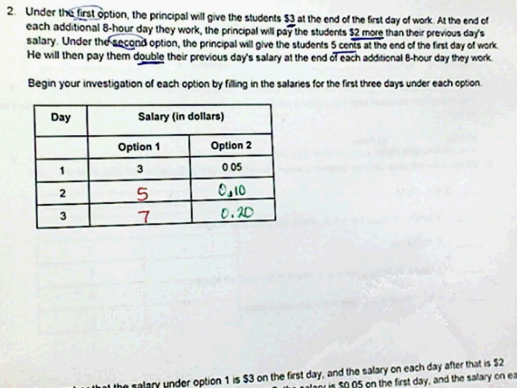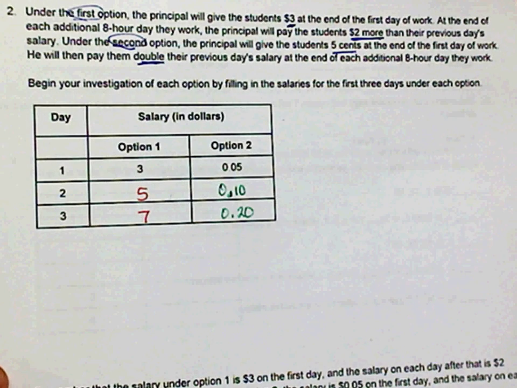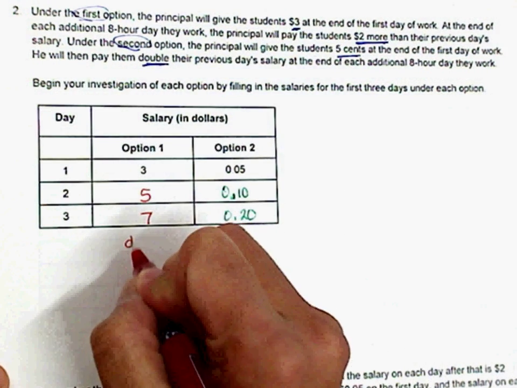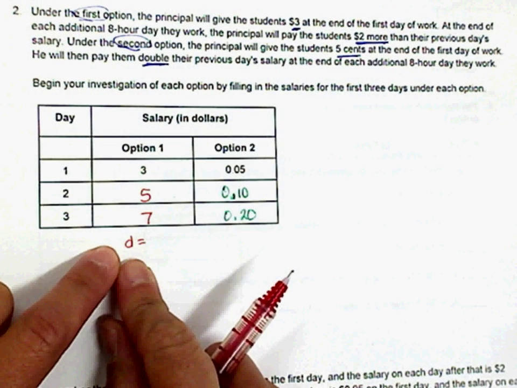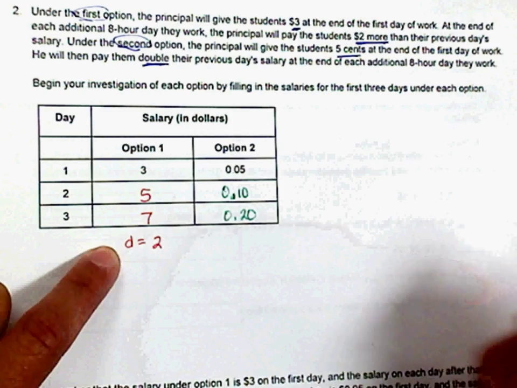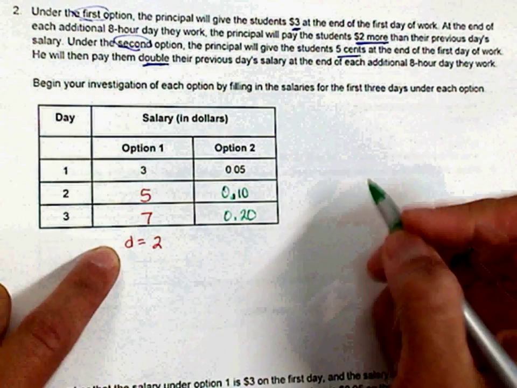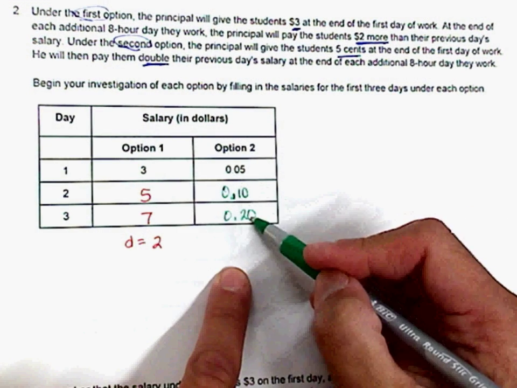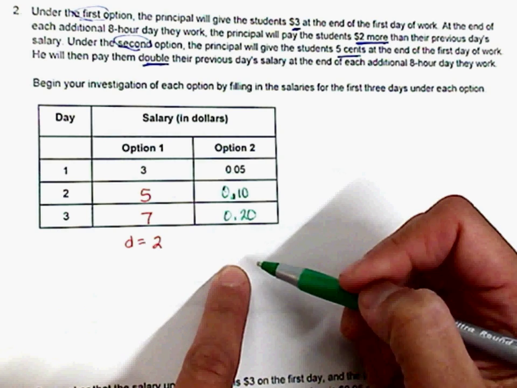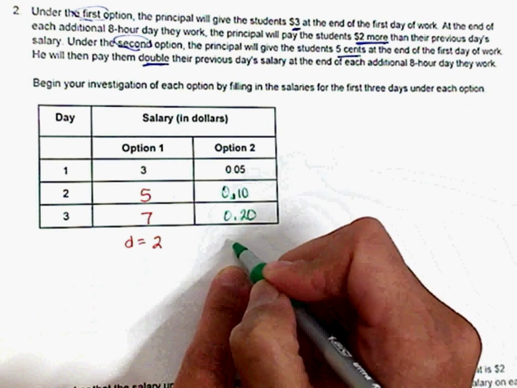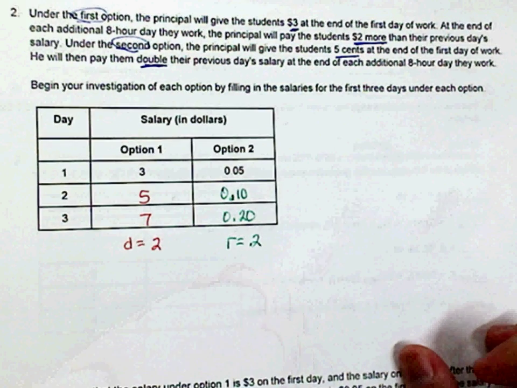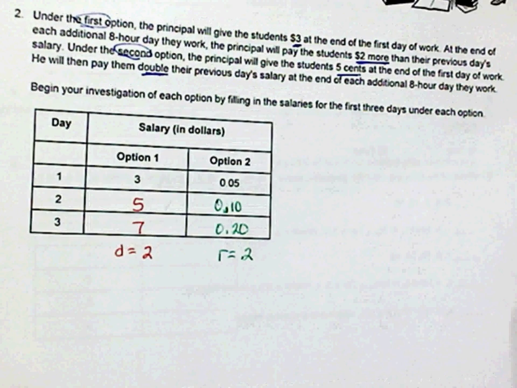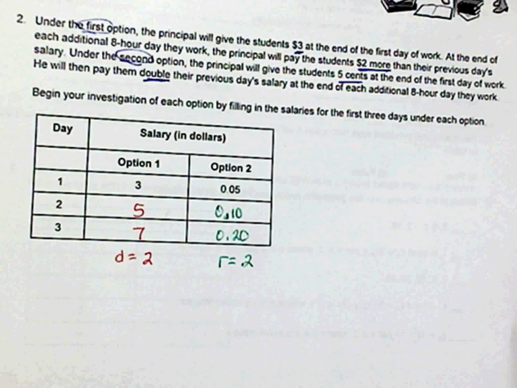Very good. So right off the bat, this one is a D. What is that D equal to for the first option? 2. I'm going up by 2. Option 2, I'm doubling. So is that a common difference or a ratio? Ratio. And what is that ratio? 2. Keep that in mind.